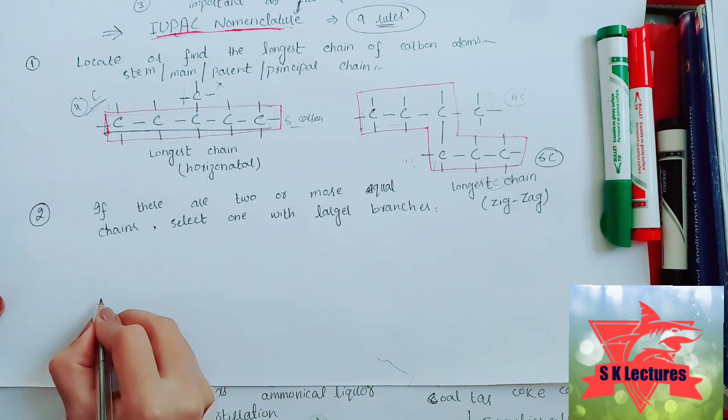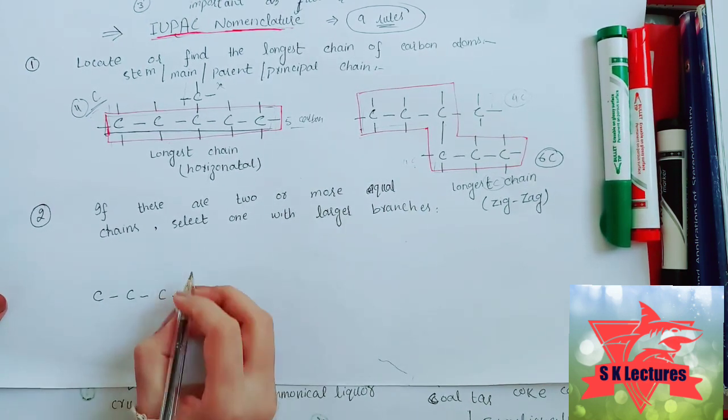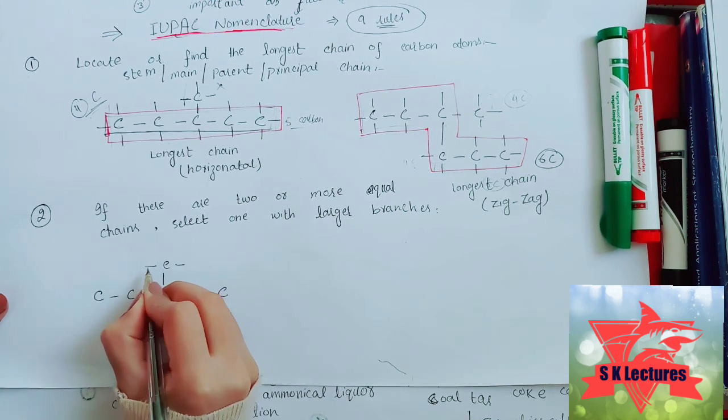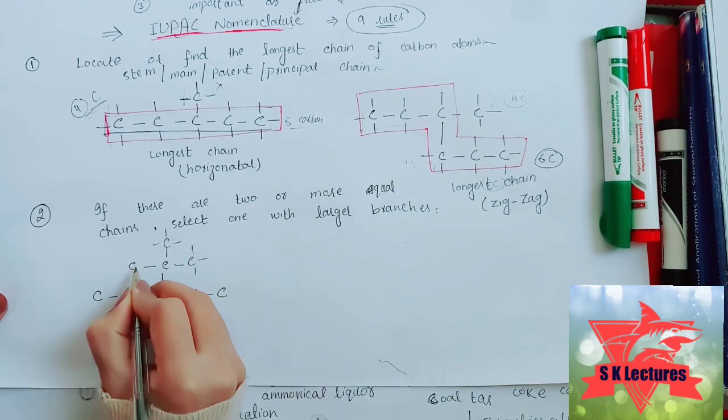In the first example, a chain with 5 carbon atoms is present and one as a branch, just like this.